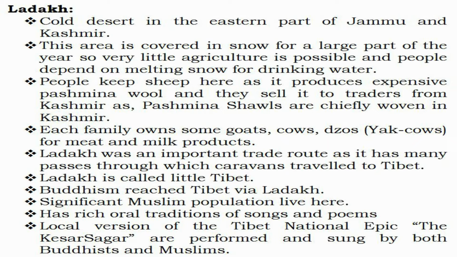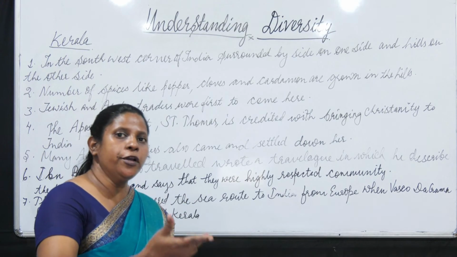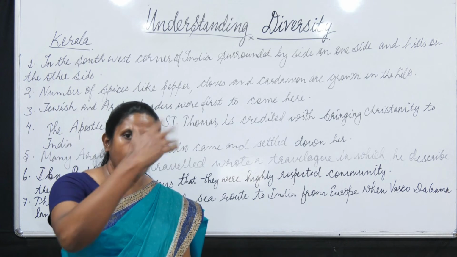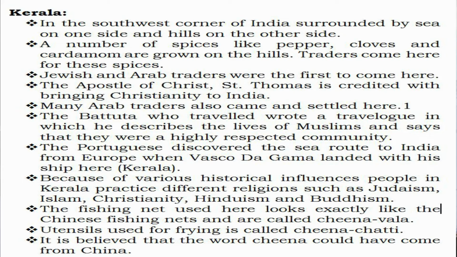I hope you understand this topic. Okay. Okay children, we already learned the example of Ladakh, that is the eastern part of Jammu Kashmir. Now we come to Kerala, where it is situated, you know, that is the southwestern corner of India. Okay, surrounded by sea on one side and hills on the other side.